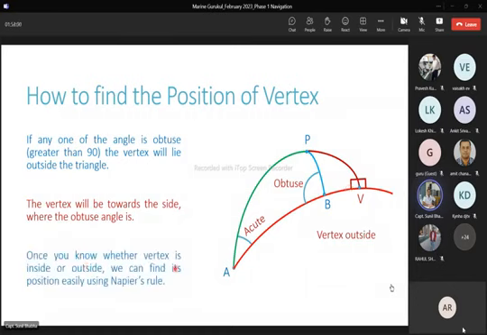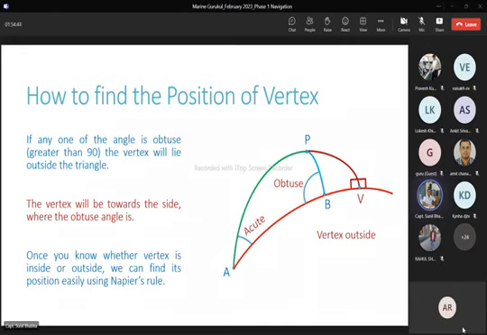Once you know whether the vertex is inside or outside the triangle, we can find its position easily using Napier's rule. Any doubts up to here, beta? No, sir. Very good, beta. Great. So we have seen how to find out whether the vertex is inside or outside. Once you get that, it will be very easy to calculate the position of the vertex. We are now going to see how to calculate the position of the vertex.